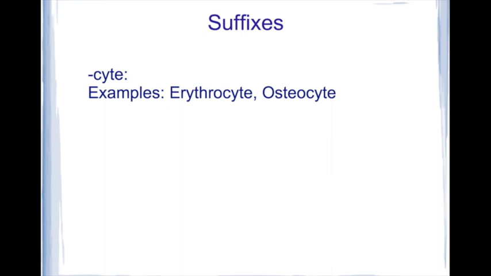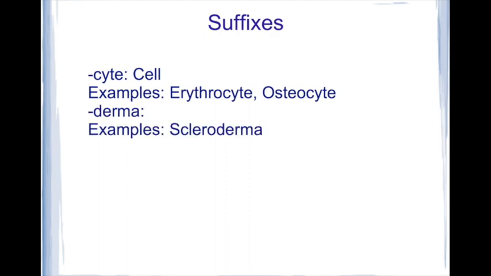Cyte. Erythrocyte or osteocyte. Okay, so an erythrocyte is a type of blood cell named after a color, right? I just gave it to you. I just told you. Cyte, cell. Osteocyte is a bone cell. Okay, erythrocyte is a red blood cell. Leukocyte. There are so many different types of cells in the body. It's hard to keep track. Thrombocyte, cell that clots. Okay. So anytime you see cyte at the end of a word, it's some type of cell.